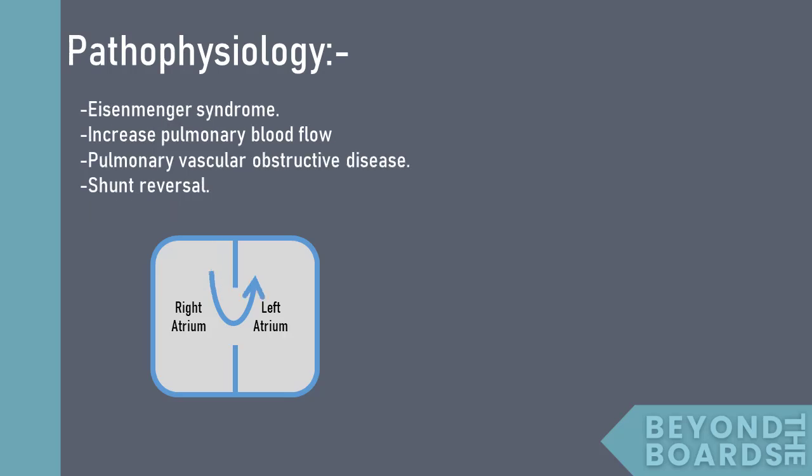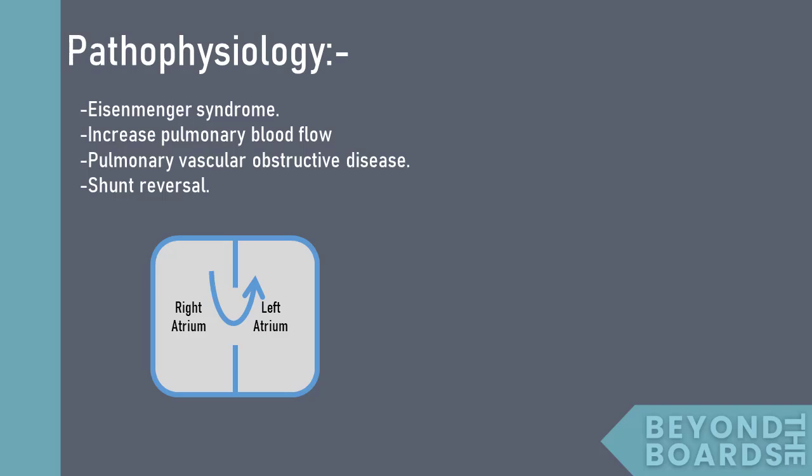And this can also lead to excessive amounts of blood flowing into the lungs because the right ventricle is going to be receiving more blood from the superior vena cava and inferior vena cava, along with the blood being received from the left side of the heart coming through the ASD.